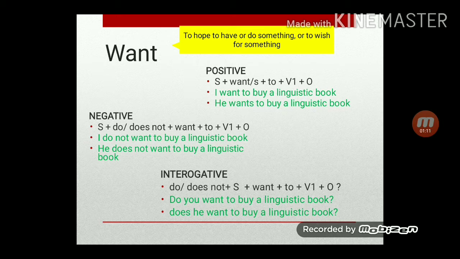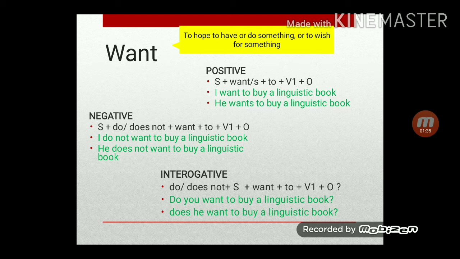Let's take a look at the form of the sentence. For the subjects I, you, they, and we, we don't need to add s for the verb. And second, for the subjects he, she, it, we need to add s.